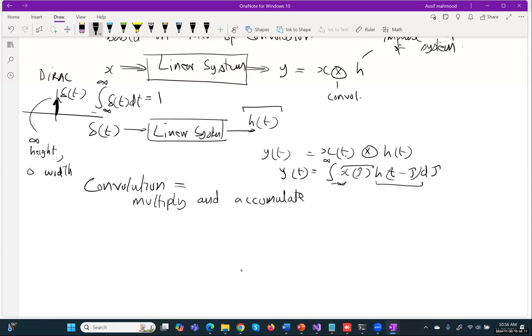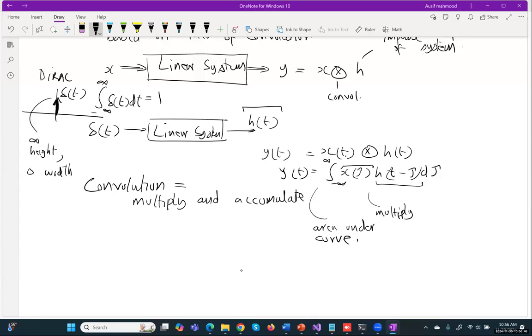Pretend these are two functions, right? So what are we doing over here? We're multiplying them. You guys agree? Right? Again, don't worry about t minus tau for the time being. We are multiplying two things. And what does integral mean in simple terms? It is area under the curve, which is basically accumulating, right?